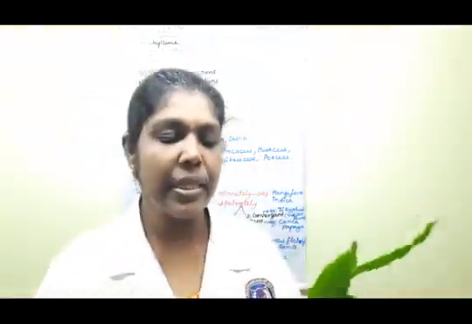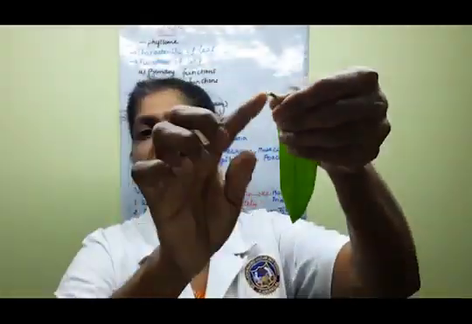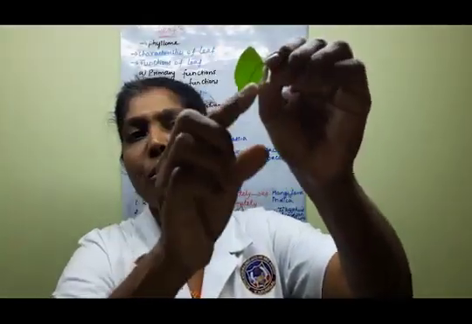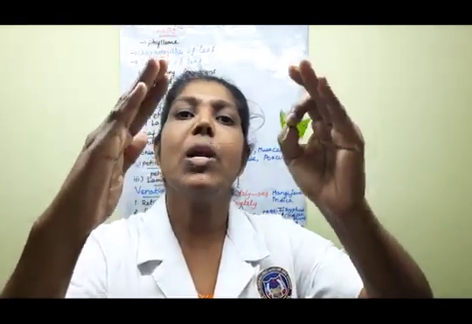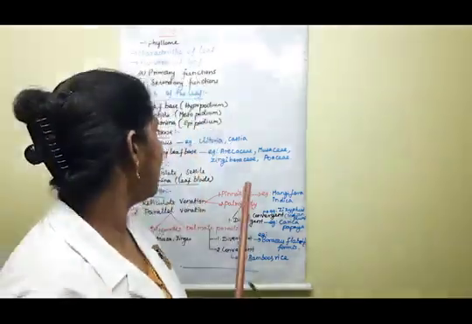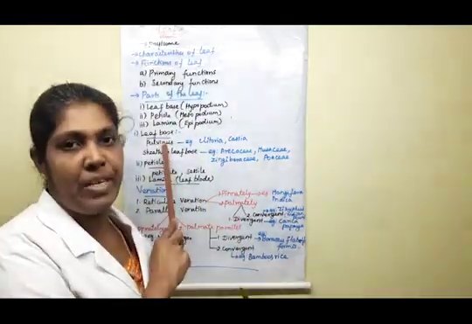Okay, so there is the pulvinous leaf base. What is meant by pulvinous leaf base? In some species, here is the leaf basal area, children. This leaf base area is broad and swollen in nature. That type of leaf base is known as the pulvinous leaf base.